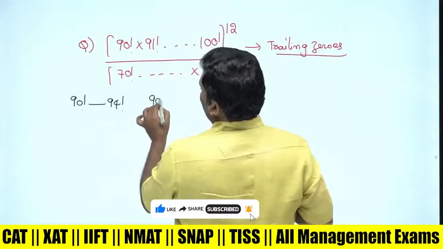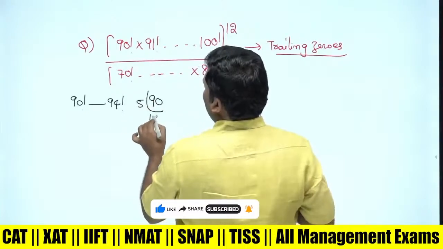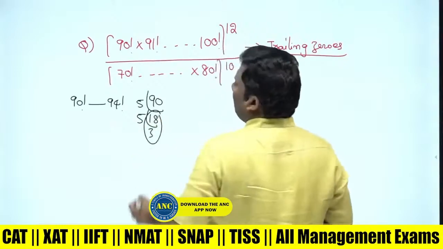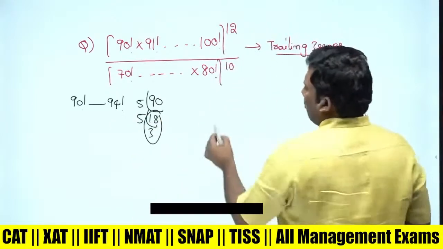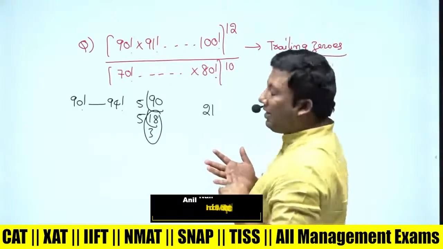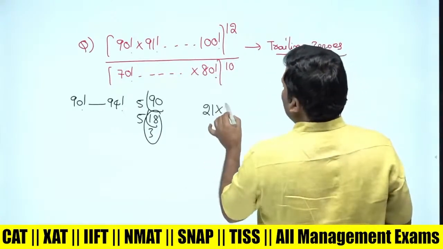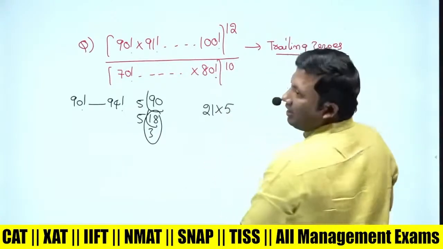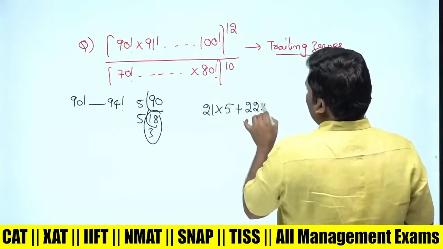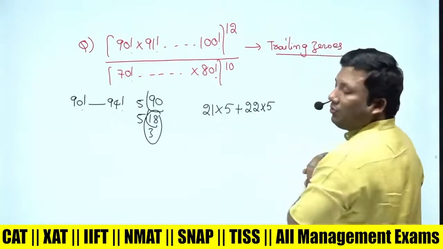Step number 1. We will do it for the smallest number. 5 18s are 90. 5 3s are 15. 18 plus 3, 21. So I will get 21. For 90, I will get 21, for 91, 92, 93, 94 I will get the same. Then 95, there will be an extra 1, so 22 into 5. Are you all with me?